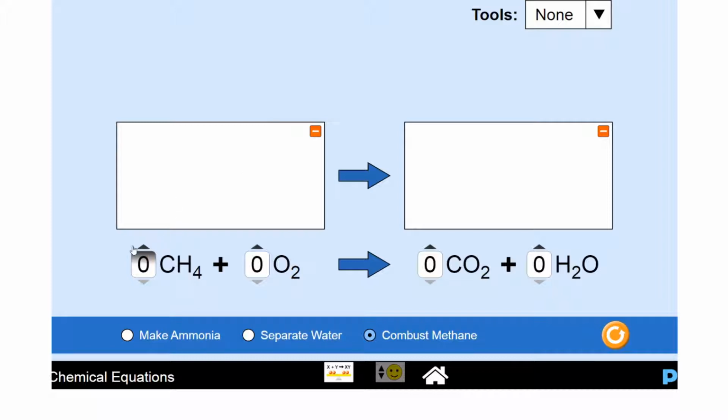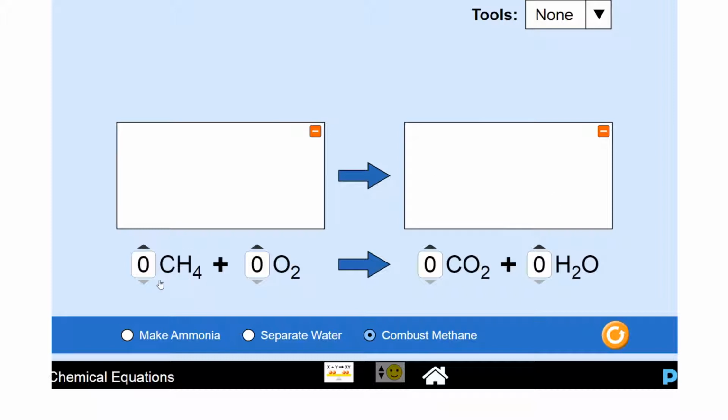You're going to do that by changing the coefficients. These numbers out front are called coefficients, and not to be confused with the subscripts. These subscripts here are different. What a coefficient tells you is how many molecules of, in this case, methane, CH4, you would have on the ingredient side. The left side is the ingredients, or your reactants, and then on the right side is your product. The arrow points in this one direction.